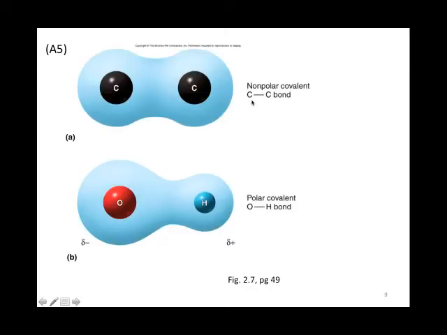Alright, let's talk about the difference between polar and nonpolar covalent bonds. Let's talk about nonpolar first, right here. Nonpolar covalent bonds mean that there's an equal sharing of electrons between those atoms, meaning that those electrons being shared will spend an equal amount of time rotating around the nucleus of those different atoms.